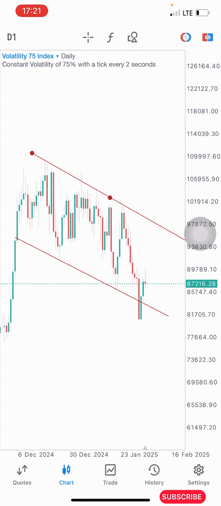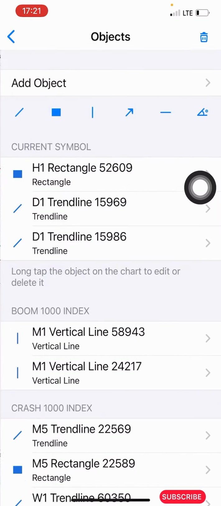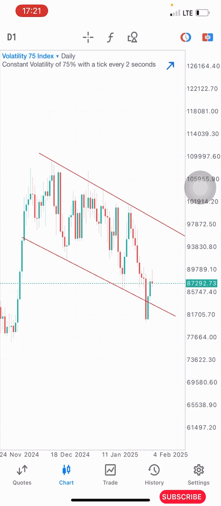This is a kind of chart pattern. This is what we call the falling wedge. Whenever there's a falling wedge, it means that price is going to go up. So now I'm expecting price to go like this, bounce back. This is what I'm expecting of the market, based on the pattern I've got here in the daily time frame.